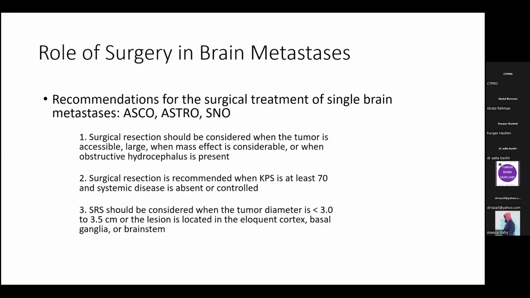So if you look into the guidelines like ESTRO, ESMO, SNO, even ISMO, they do not prefer surgery first unless the surgical resection is for the biopsy or there is a mass effect. So only in those cases. Or surgical resection is recommended when the KPS is at least 70. So performance status is a key point whenever we are deciding for any type of treatment, whether surgery or radiosurgery. Performance status is always a key factor for us.